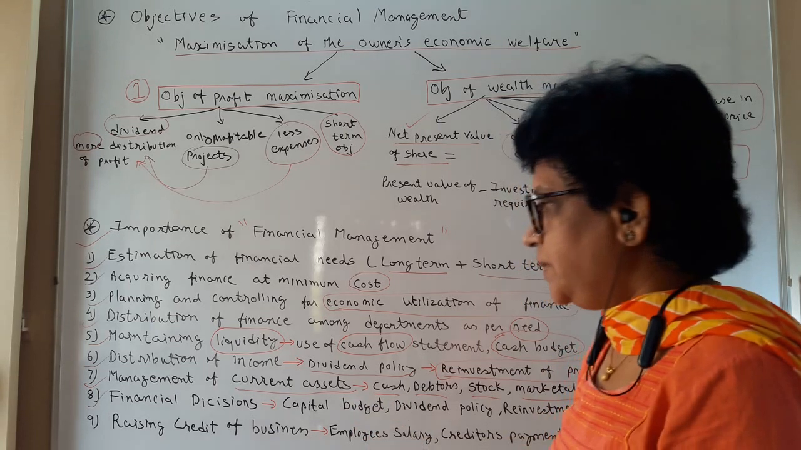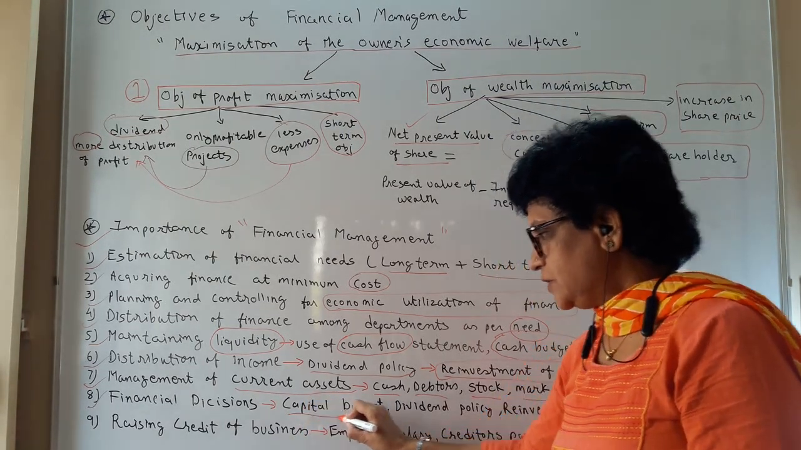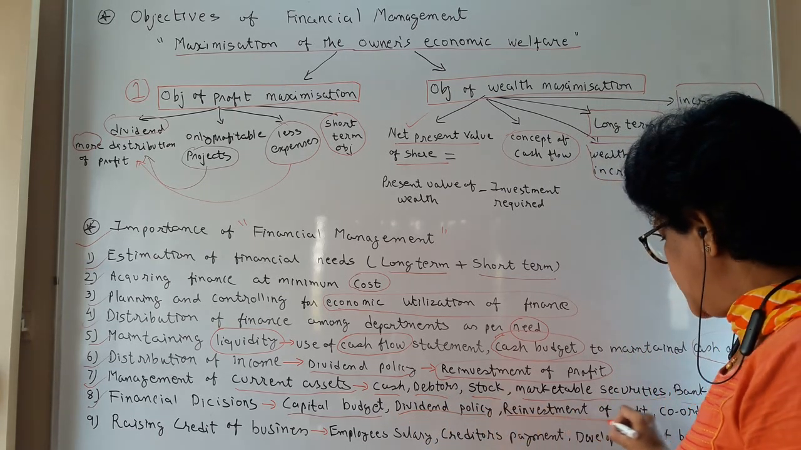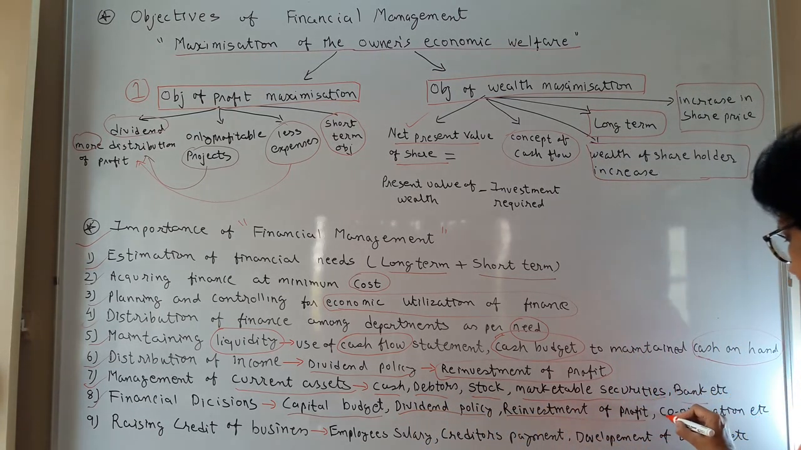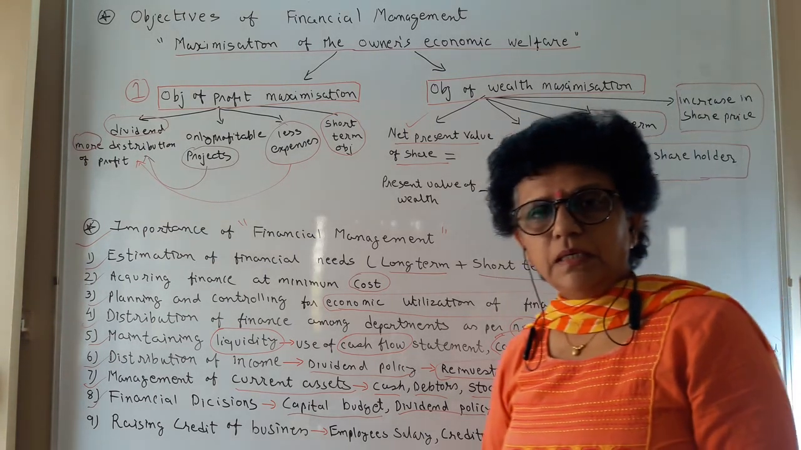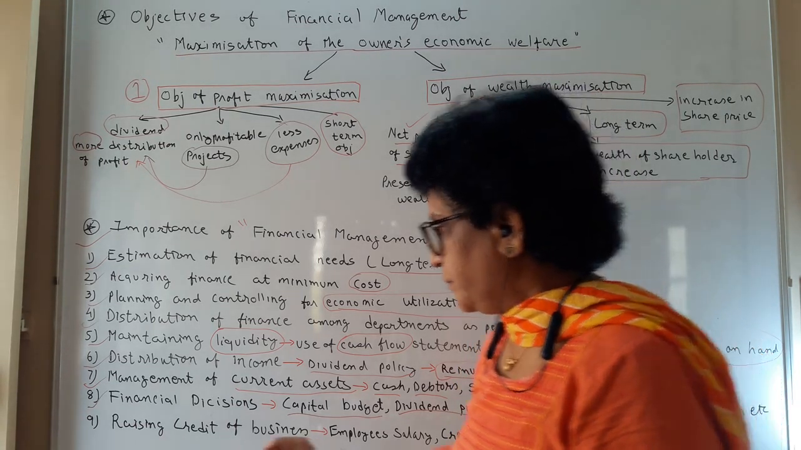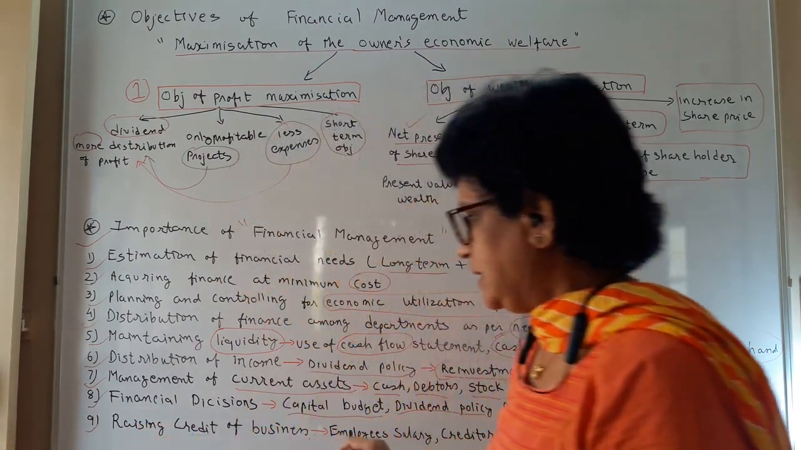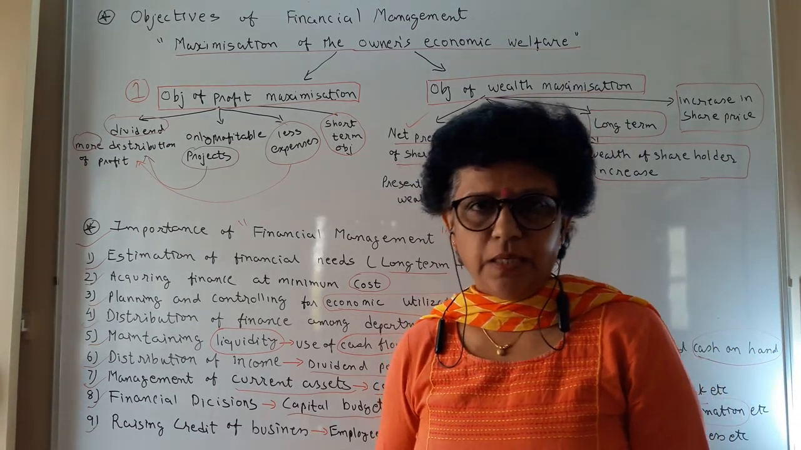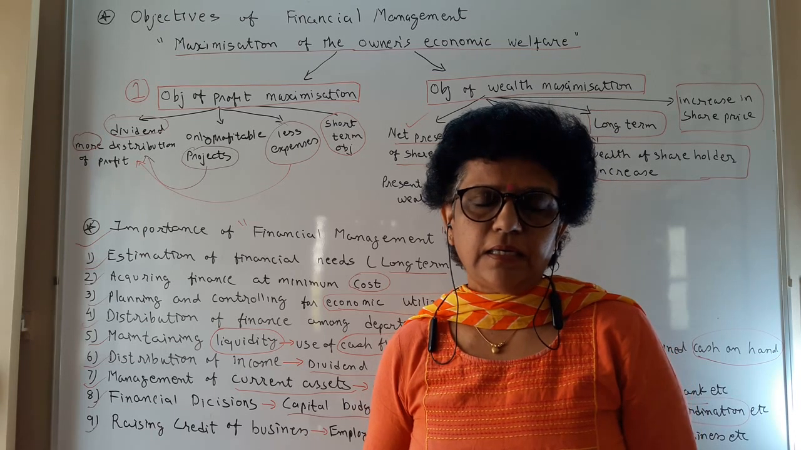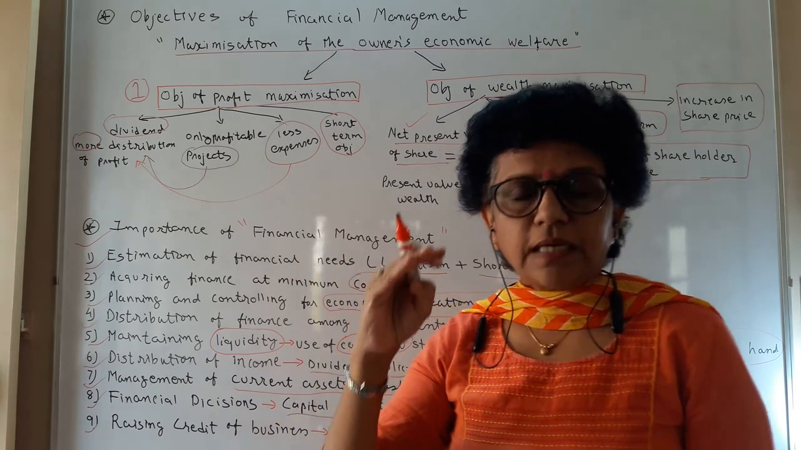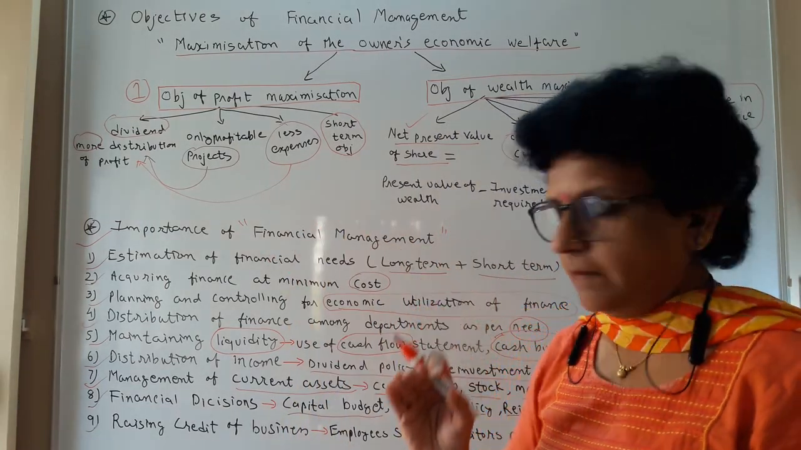Financial decisions are to be taken. Financial decisions in respect of capital budget, in respect of dividend policy, in respect of reinvestment of profit, and proper coordination to be maintained among the various departments in the issue of finance. The next is raising the credit of the business. Creditability is the most important aspect. Without credit in the market, no business can survive. So your creditability, your credit worthiness, always has to be maintained.